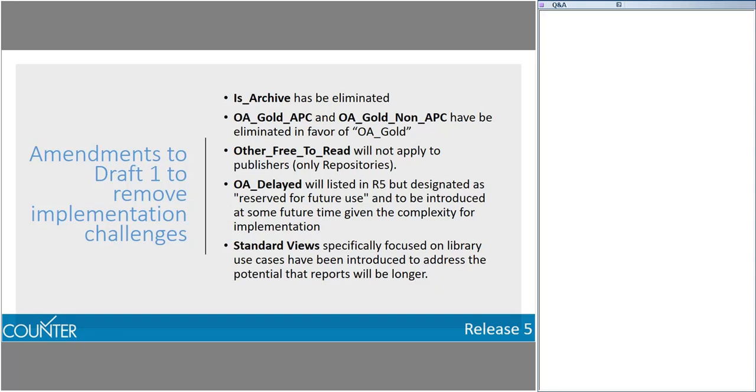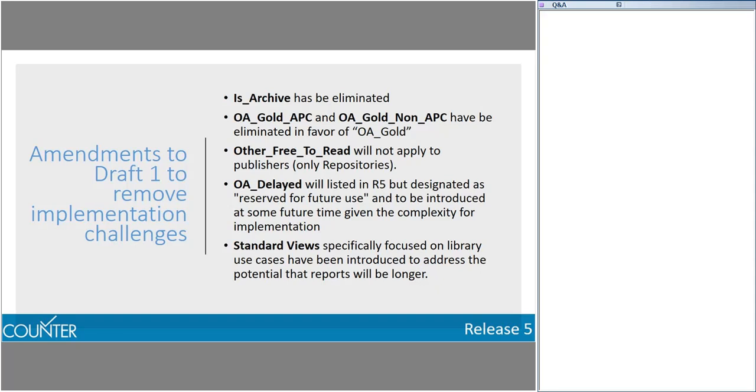The other thing you might have seen in the first draft, we had OA Gold APC and OA Gold non-APC. And the OA Gold non-APC related to journals that are open access, but where the author doesn't pay an article processing charge. Typically, they're supported by a society publisher. I think the feedback was that that was too much detail. That was just getting a bit too granular. It wasn't very useful, and would make the reports bigger. So I think we decided that that was not helpful. So now we just have the OA Gold.